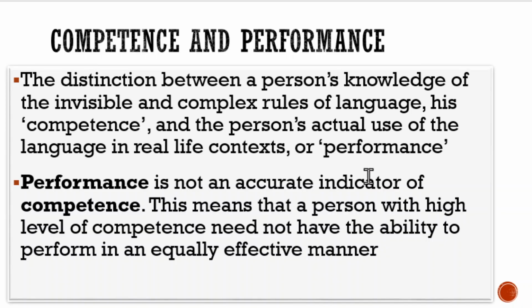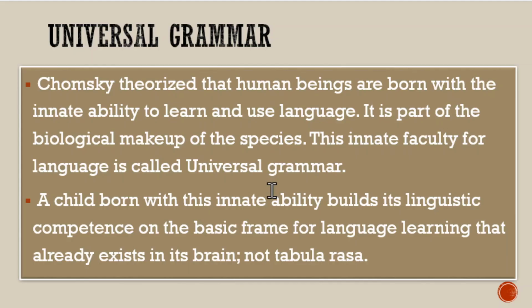So this is different from competence. Competence is something that you acquire after you are born, after you are exposed to language quite a lot. You have linguistic competence, and you may or may not perform equally well. That's a different concept. Here, universal grammar is the thing with which we are born. A child born with this innate ability builds its linguistic competence on a basic frame of language learning that exists in its brain. So its brain is not a tabula rasa or a blank thing.